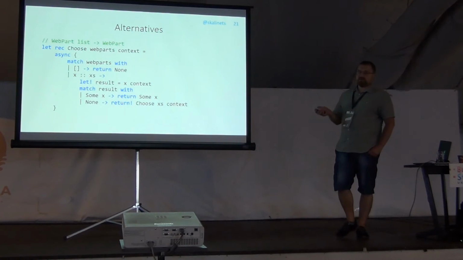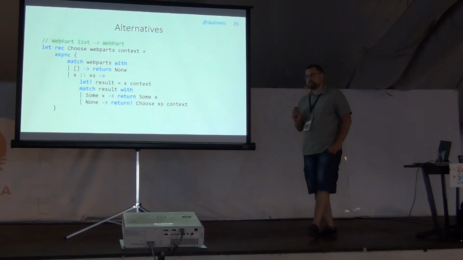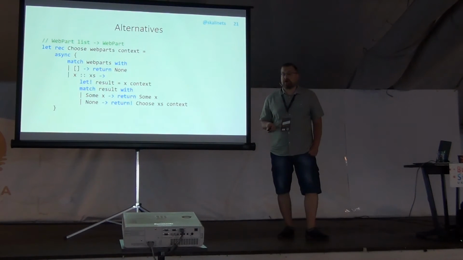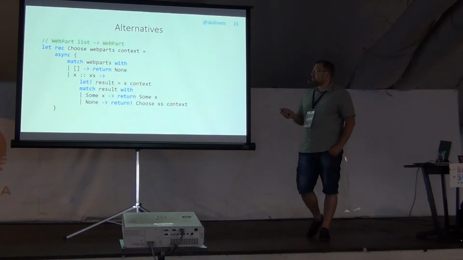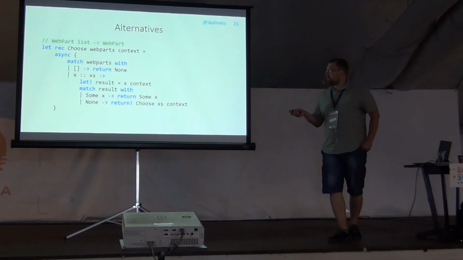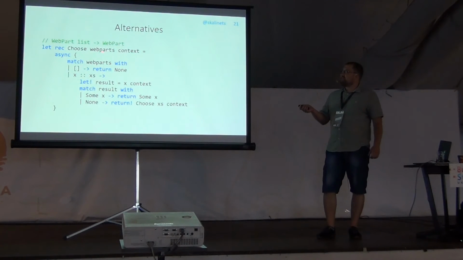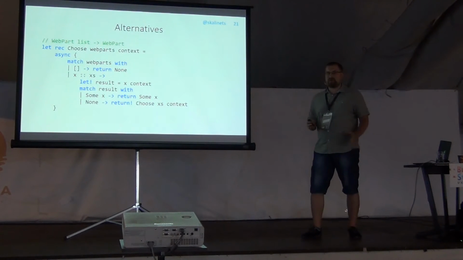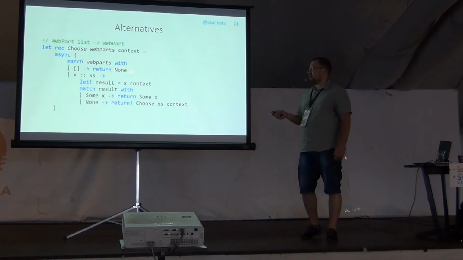Actually, this is a very interesting thing that you will not find in C# or Java. So let's take a look. We are taking web parts. Web parts is a list. And we try to match this web part against different alternatives. The first one is empty list. So if web part is an empty list, we have nothing to check, just return none.